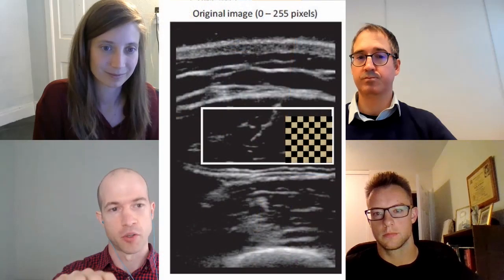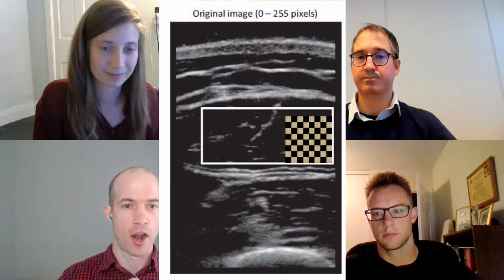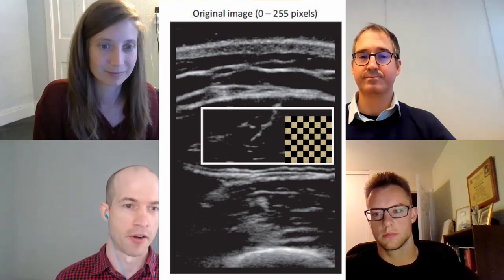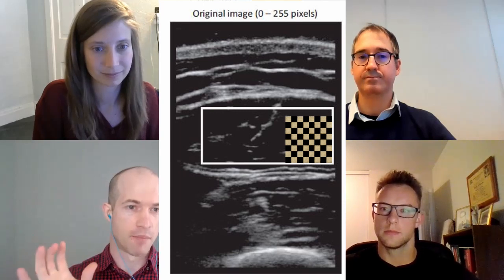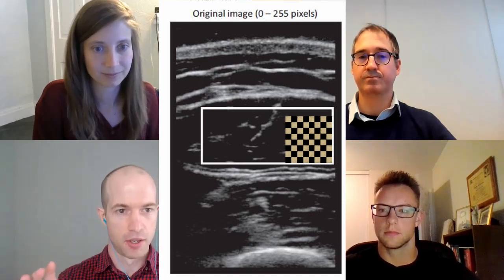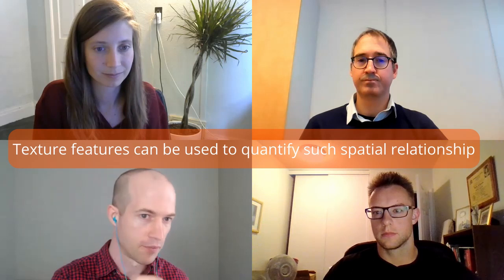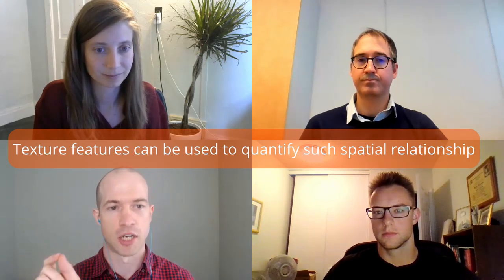If you imagine just a square and you were to divide that square in half, and the top half is a black rectangle and the lower half is a white rectangle, and then take that same square, but rather than dividing it in half with a rectangle, think of a checkerboard pattern. Both of those images would have the same number of black and white pixels. And so echo intensity would be completely equivalent between those two images. But there's a spatial relationship there. And so texture analysis can now begin to quantify that spatial relationship. Rather than just looking at the individual pixel intensities, you look at the relationships between the pixels.